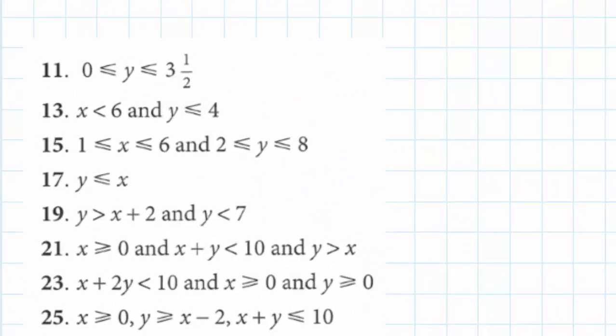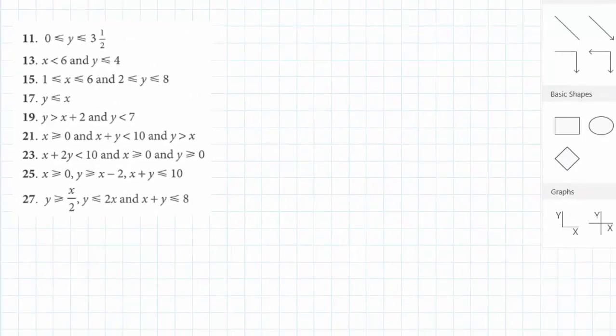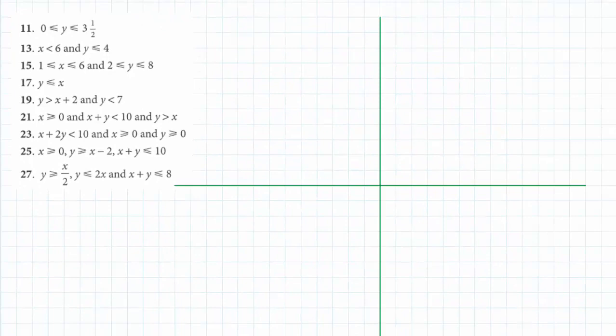Question 19: y is greater than x plus 2, y is less than 7. So we need an xy axis again. And on this xy axis, we have two inequalities. The first one, y is greater than x plus 2.